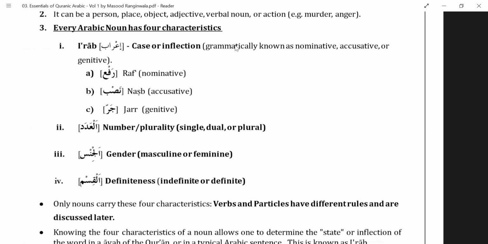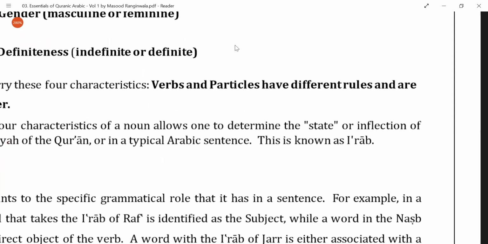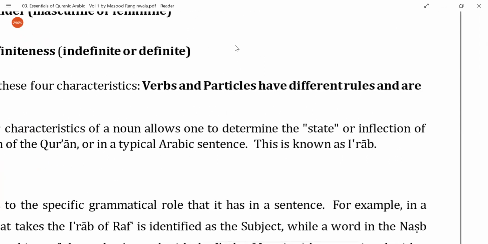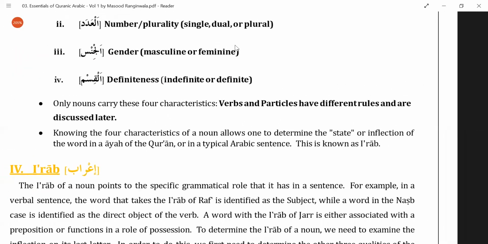If you have not understood the basic of these yet, it's fine, because we are going to do each of them in very much detail. Okay. Now, this thing that you can see on bold here, verbs and particles, they have different rules. So this is only and only for ism that these characteristics are there.